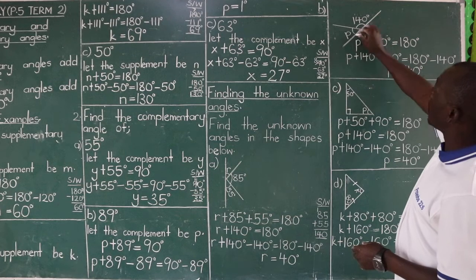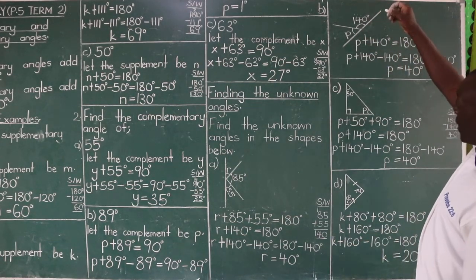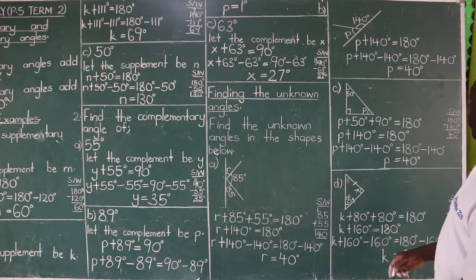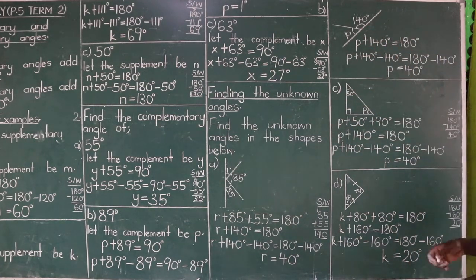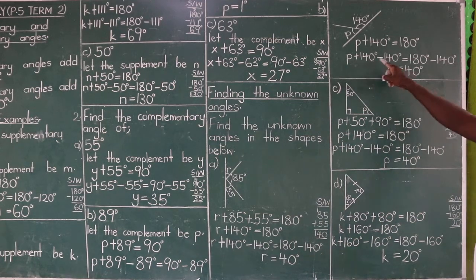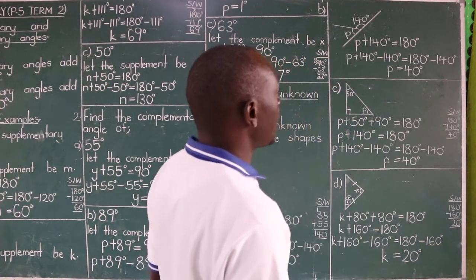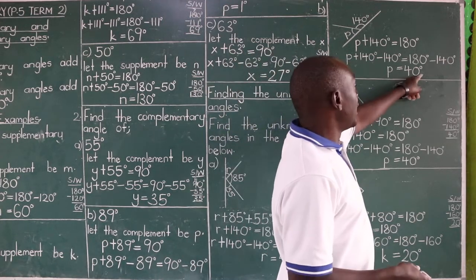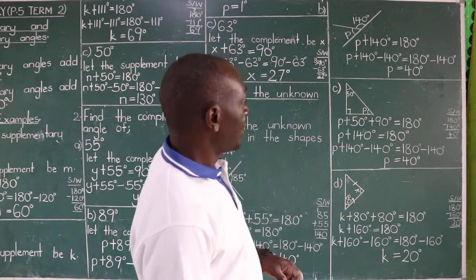also a straight angle. A straight angle is that angle equivalent to 180 degrees. So to find the P, you say P plus 140 degrees equals 180 degrees because they are angles on a straight line. The next step is P plus 140 degrees minus 140 degrees equals 180 degrees minus 140 degrees. And then subtract like I've done before, all the way to getting P value as 40 degrees. Nothing else, that is the truth.